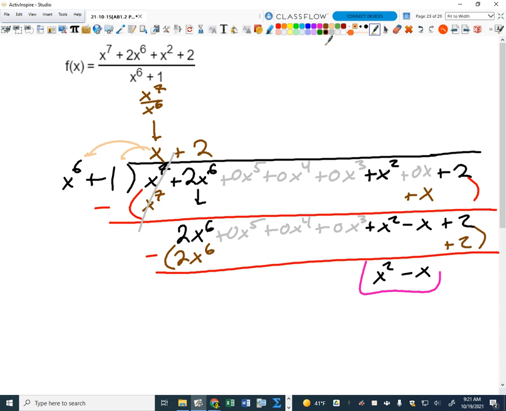This whole thing is equal to the polynomial x plus 2 plus x squared minus x, which is what remains, over my denominator, x to the 6th plus 1. Okay, make sense? So what's my slant asymptote for this function? x plus 2. There it is.